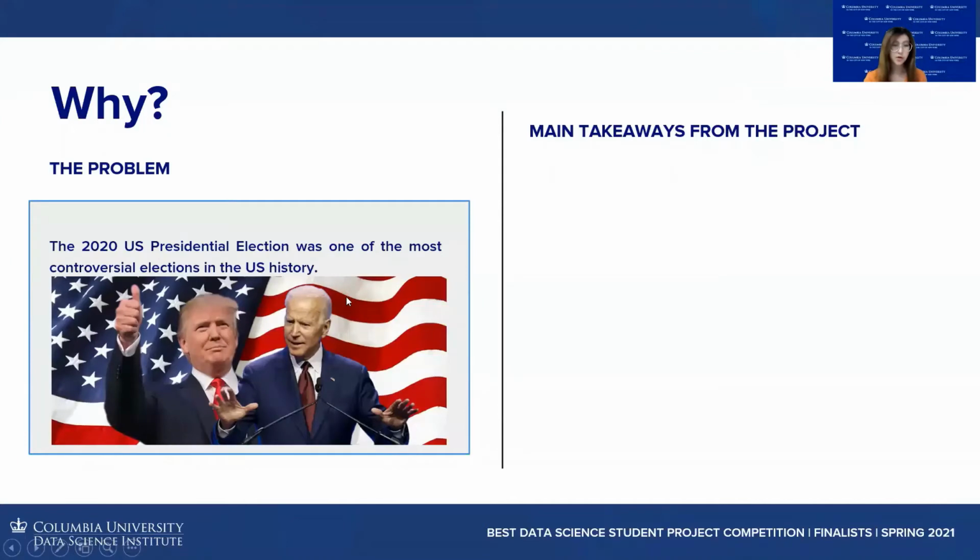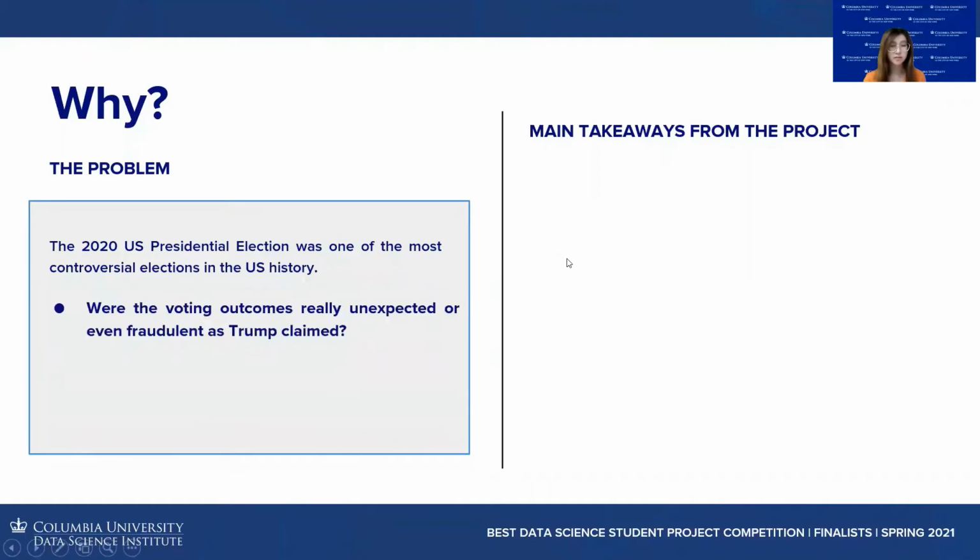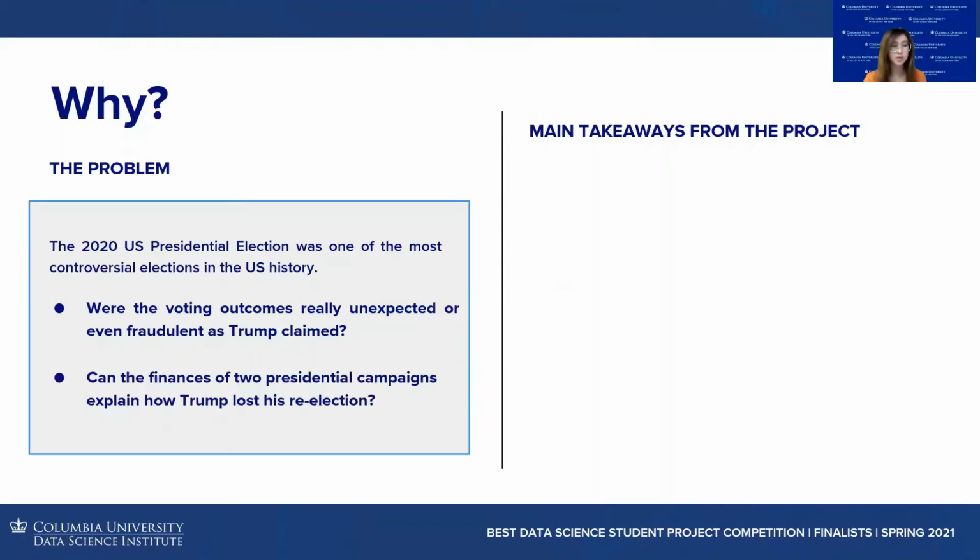We all know that under the coronavirus pandemic, the 2020 election was incredibly eventful. With all these disputes over election integrity, we asked the question: were the voting outcomes really unexpected or even fraudulent, as Trump claimed? We decided to take a look at how the presidential committees ran last year and to see if the finances of the two presidential campaigns can explain how Trump lost his re-election.